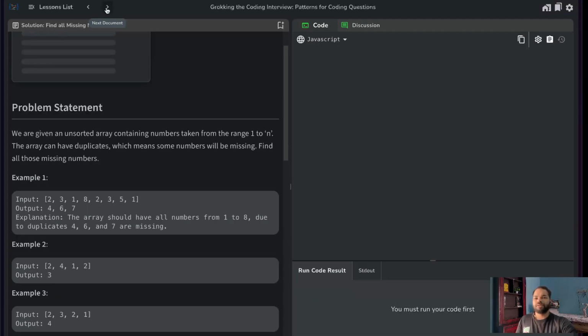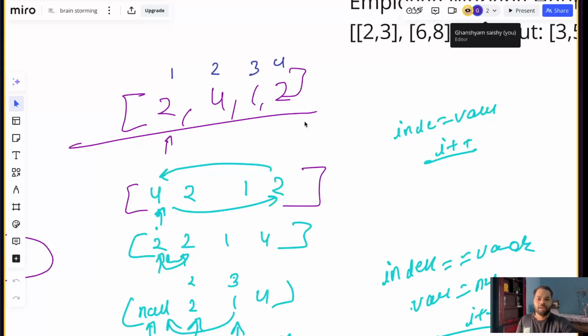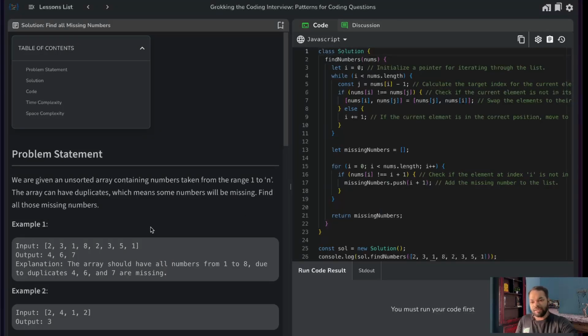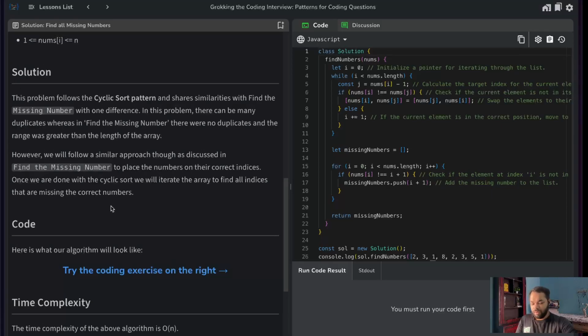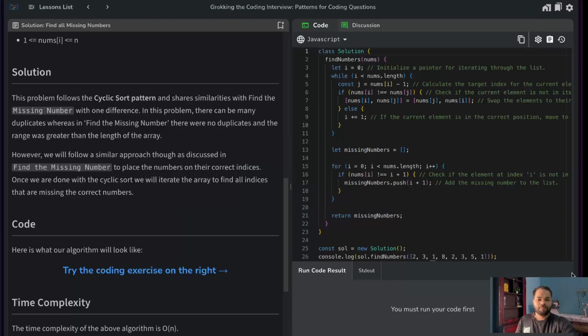Let's move to the next question. Find all missing numbers. Okay, yeah, this is the one that we already looked at. This is the solution for that. Okay, I'm going to look at this solution, how it is doing it. I don't know. Okay, I'll tell you in a minute.